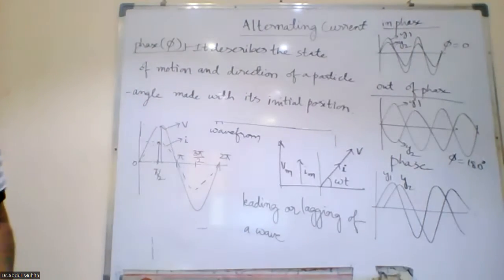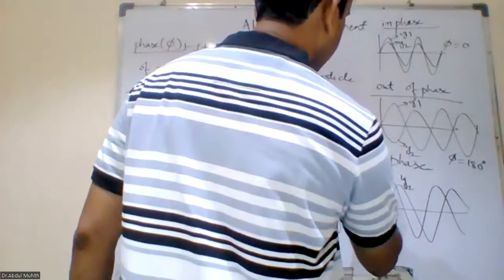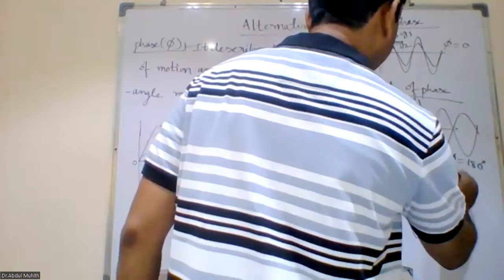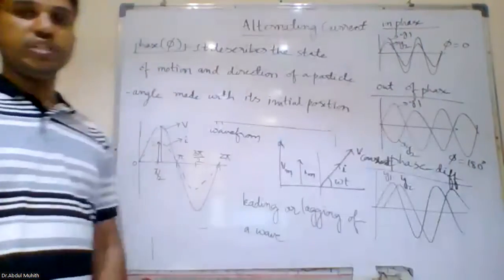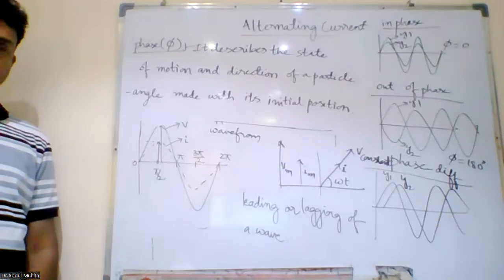is known as constant phase difference. Is that clear now? Leading or lagging of a wave is known as constant phase difference. Is it clear to all of you? Yes, sir.